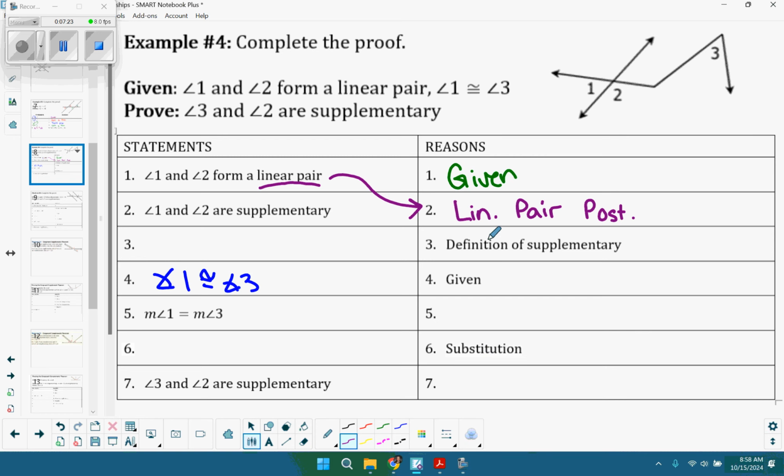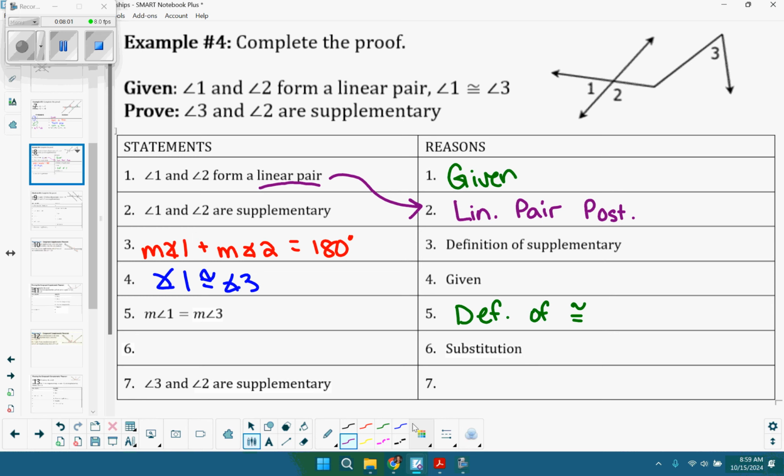And now, to use the definition of supplementary, I know that what it means to be supplementary is that angles add to 180. So if angle 1 and angle 2 are supplementary, the measure of angle 1 plus the measure of angle 2 equals 180 degrees. We were given that angle 1 is congruent to angle 3, and now we've converted those angles into equals. And anytime we switch our symbols with the same angles or segments, we're using the definition of congruence.